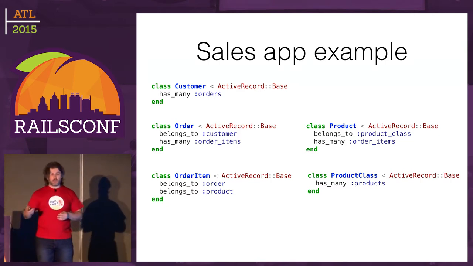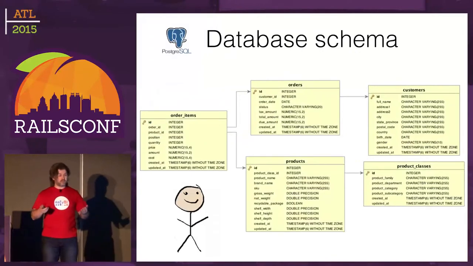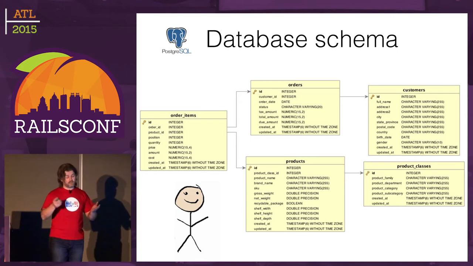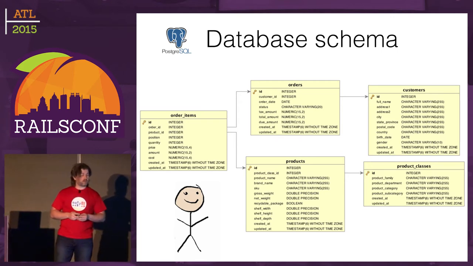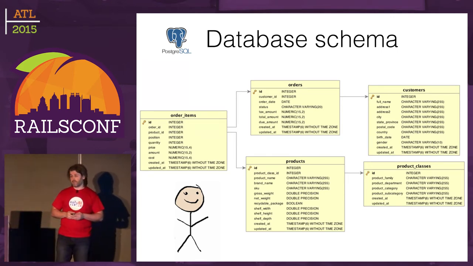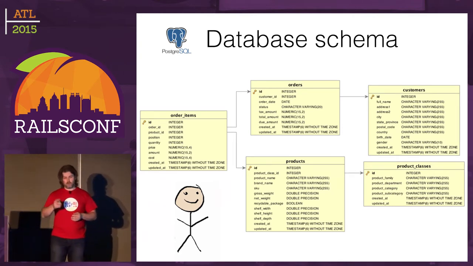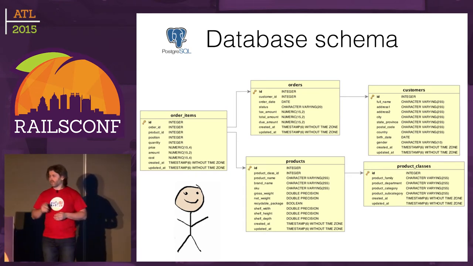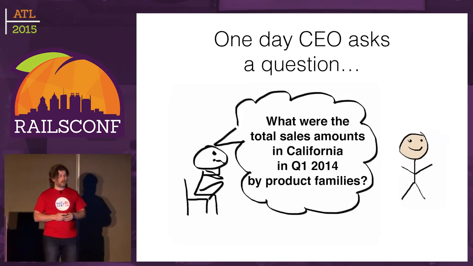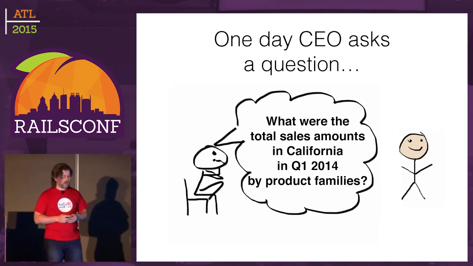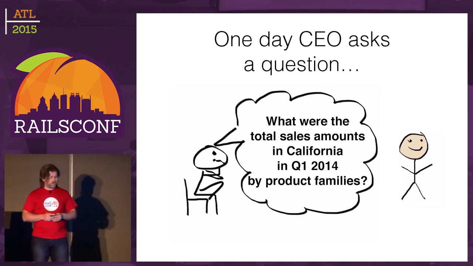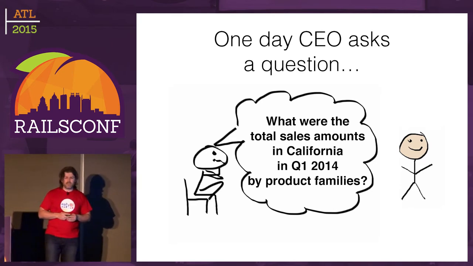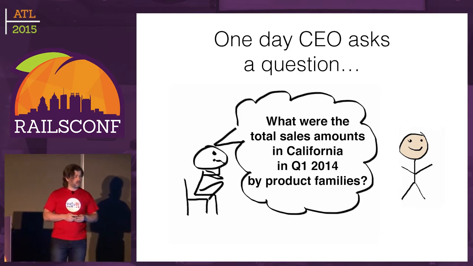And we went also to the last talk and learned that, well, we should use PostgreSQL. So therefore, we designed and stored everything in Postgres. And this is our database schema with customers, orders, order items, products, and product classes tables. And so we are proud Rails developers. We made our good-looking Rails application. But then one day, our CEO called us and asked us a question. What were the total sales amounts in California in Q1 last year by product families?